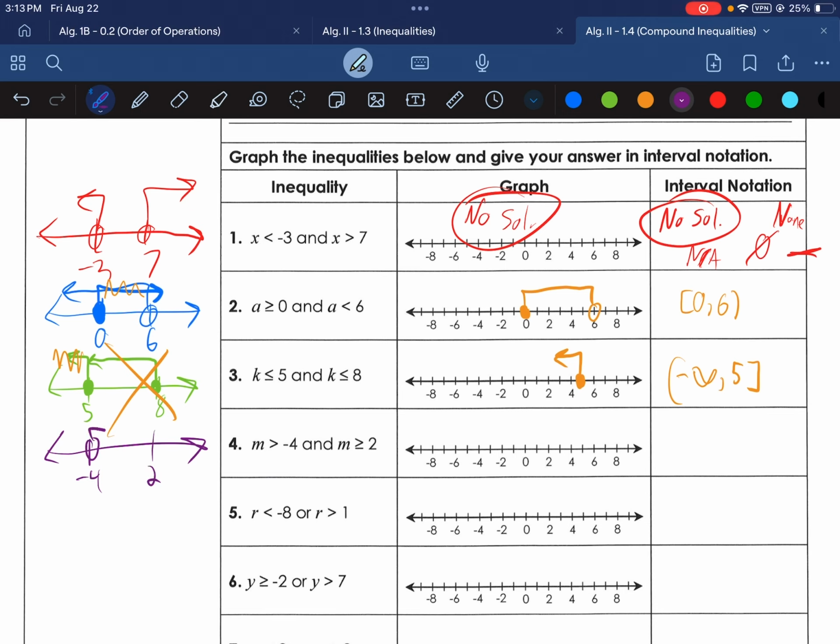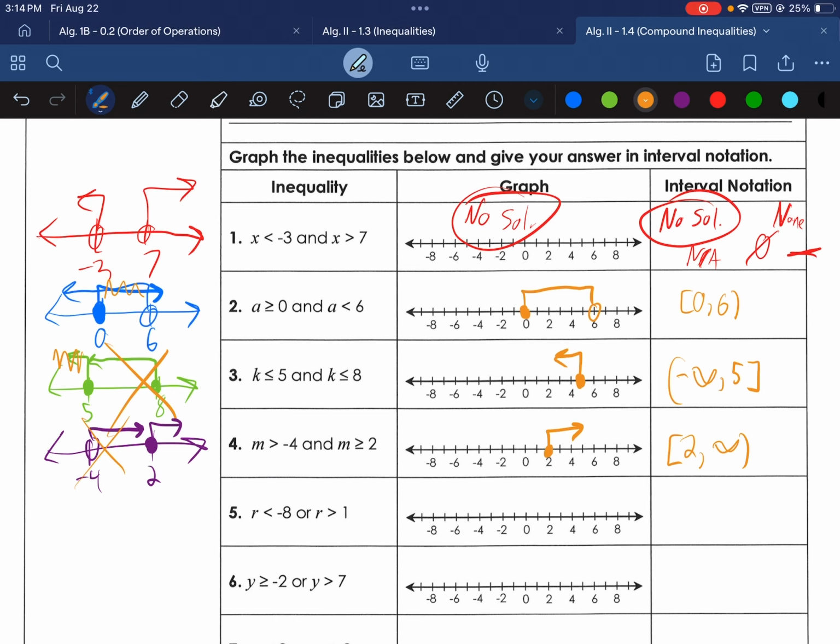So once again, we're only concerned with where they're both true. Neither are true when it's further negative than -4, less than -4. Only one is true between -4 and 2, and they're both true greater than or equal to 2. So if a number is greater than or equal to 2, it's automatically greater than -4 at the same time. So that's what we're concerned about here. So when we go to our graph, we don't need that left part, but we only need the part where it's greater than or equal to 2. So I'm going to graph only that, and my interval notation will reflect that, 2, infinity.